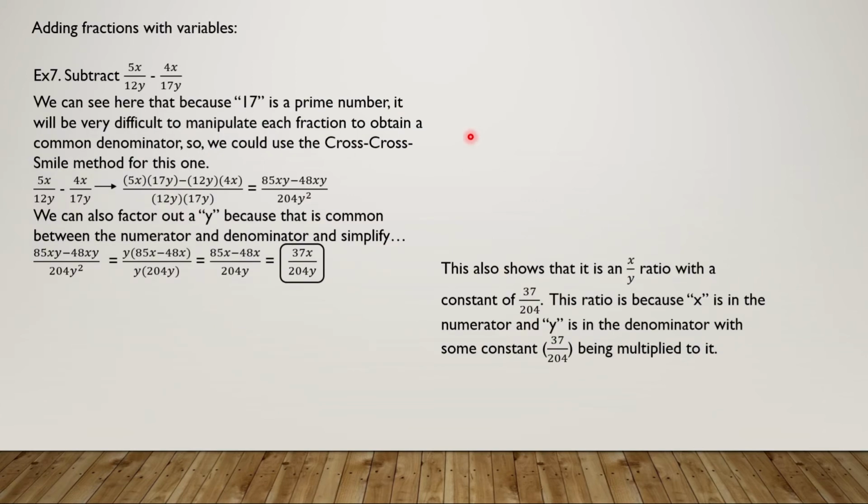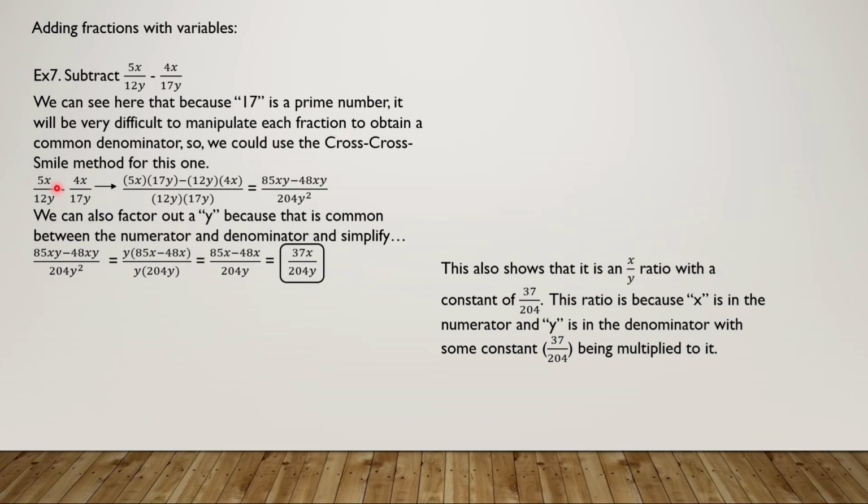So what about adding fractions with variables? Well, let's try it out. So we see here that 17 is a prime number in this example, so it's kind of difficult to manipulate this one like how we did in the second slide in order to combine the denominators and in this case subtract the numerators. So what we would have to do is use the idea of cross-cross-smile.